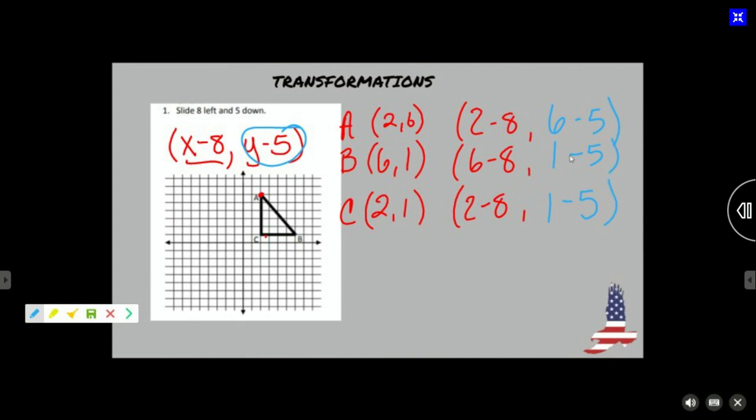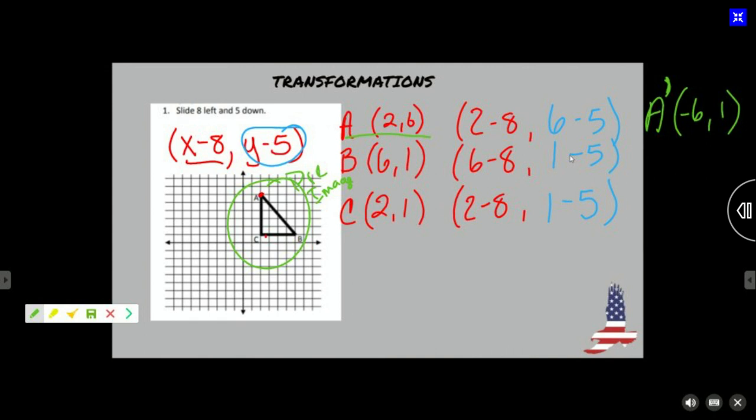All right, so let's talk about the answer now. A, what is this little mark right there called? Prime. Okay. This is my point A. That's the pre-image. Let's get that vocabulary word on here too. That's the pre-image. I need to make my image. A prime is going to be 2 minus 8, negative 6, and 6 minus 5 is 1.